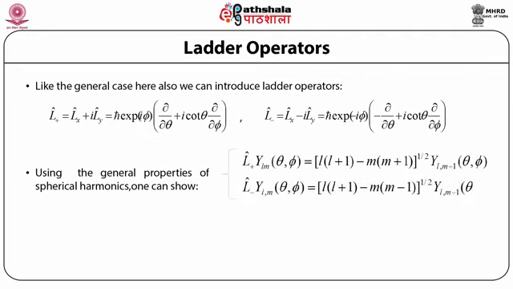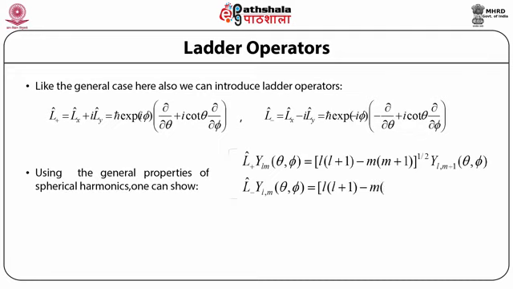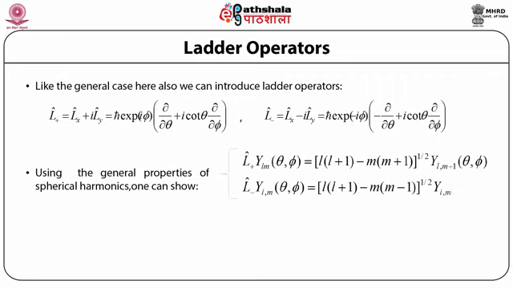Similarly, the ladder operator L minus, that is the decremental operator L minus, acting on the spherical harmonic Y L M theta phi is equal to bracket open L into L plus 1 minus M into M minus 1 bracket close whole to the power half times Y L M minus 1 theta phi, which means that when the decremental ladder operator L minus acts on the spherical harmonic Y L M theta phi, it returns the corresponding eigenvector Y L M minus 1 theta phi with eigenvalues bracket open L into L plus 1 minus M into M plus 1 whole to the power half.